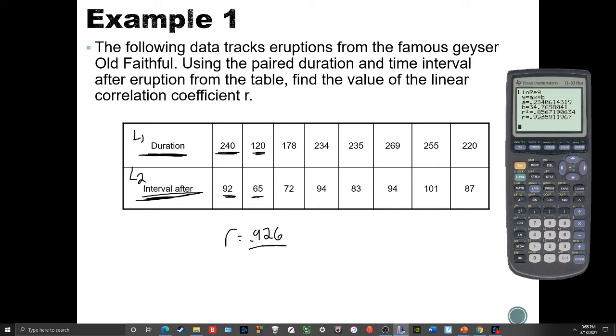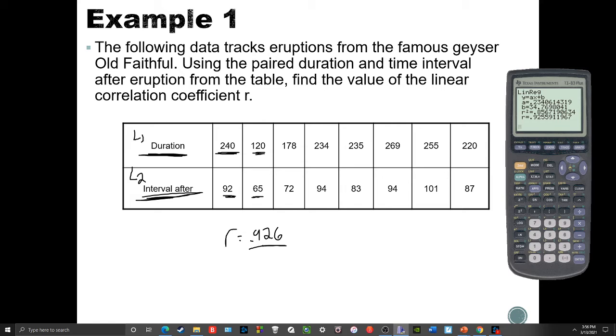86% of that reason was because it went on for 240 minutes beforehand, which means that 14% of it is caused by maybe other factors. Maybe it's caused by water pressure. Maybe it's caused by location. Maybe it's caused by air temperature. I'm not sure what goes into the geology of it.